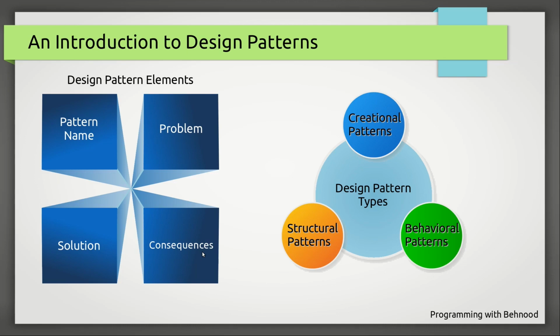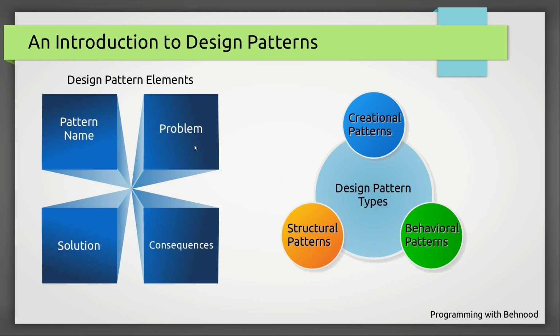In general, a pattern has four essential elements: the pattern name, the problem, the solution, and the consequences. The pattern name is a handle we can use to describe a design problem, its solutions, and consequences. It lets us design at a higher level of abstraction. The problem describes when to apply the pattern. It explains the problem and its context.